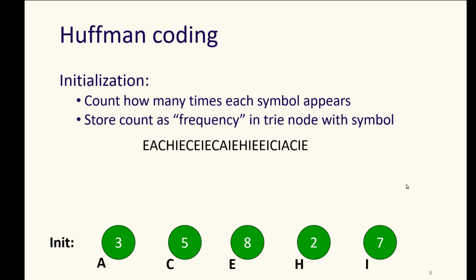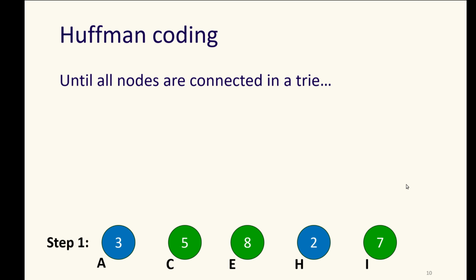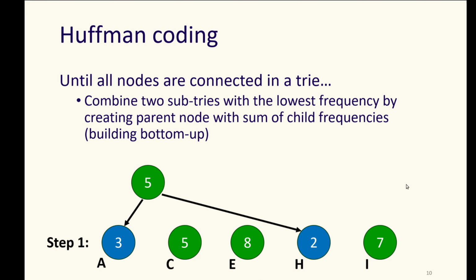The way that we'll do that is we'll look at the ones with the lowest frequencies first. So for example, A and H had the lowest frequencies in our sequence there. So we will combine those two into a larger subtrie by creating a parent node for them and making one the left child and the other the right child. And then we will sum the frequencies of the two children to give the parent its value. So A had 3 and H had 2, so the sum of those would be 5. This will build the tree bottom up.